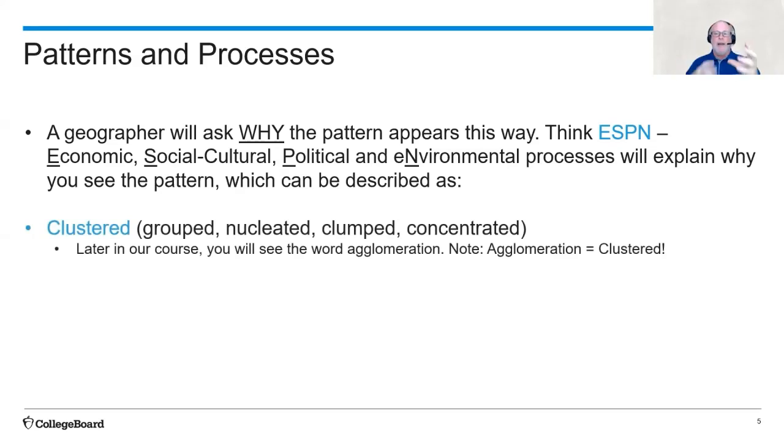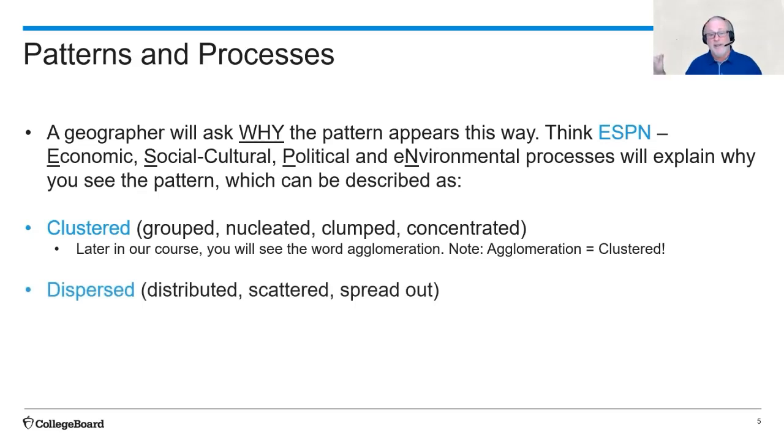And we're going to describe the patterns that we see as being clustered, or they might say grouped, nucleated, clumped, concentrated. These words are all substantially equivalent to each other. Later in the course, you might even learn the word agglomeration. It always means clustered. Or we might see a pattern that's dispersed. It's distributed, it's scattered, it's spread out. Remember in video 1, we talked about different kinds of maps and showing different ways to show data, right? An area of density or concentration, that would be a great choropleth map. An area that's distributed or spread out, that would be a great place to use a dot map.